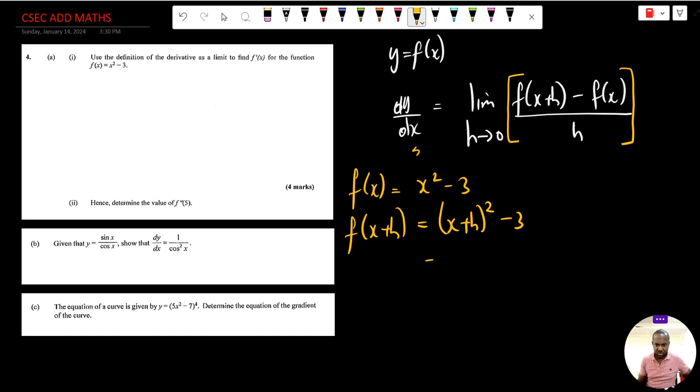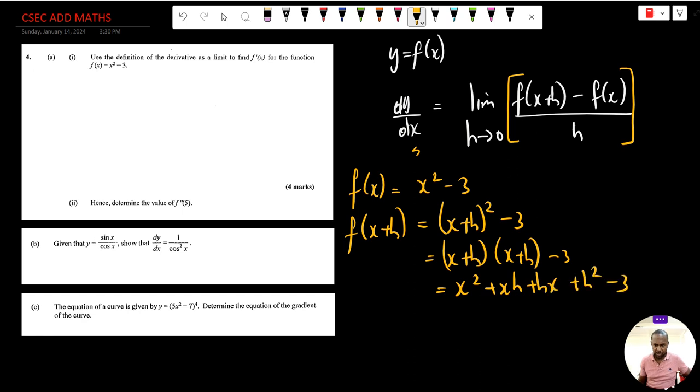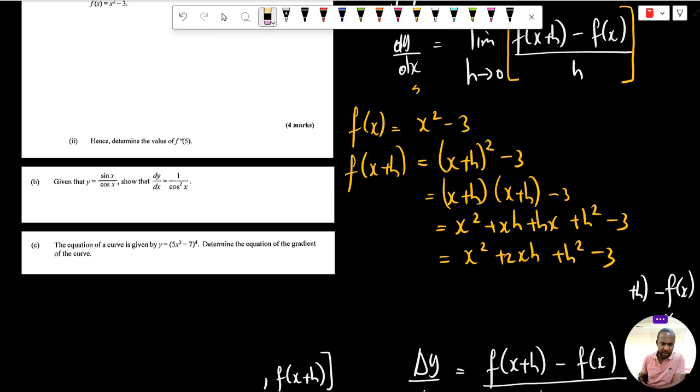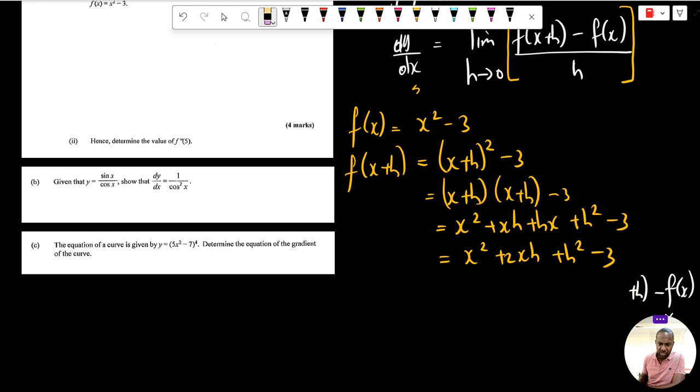We expand the brackets, so this becomes x plus h times x plus h, minus 3. And so this gives us x squared plus xh plus hx plus h squared minus 3. Of course, you know that multiplication is commutative, and so xh and hx are the same thing. And this therefore gives us x squared plus 2xh plus h squared minus 3. So that right there is f of x plus h.